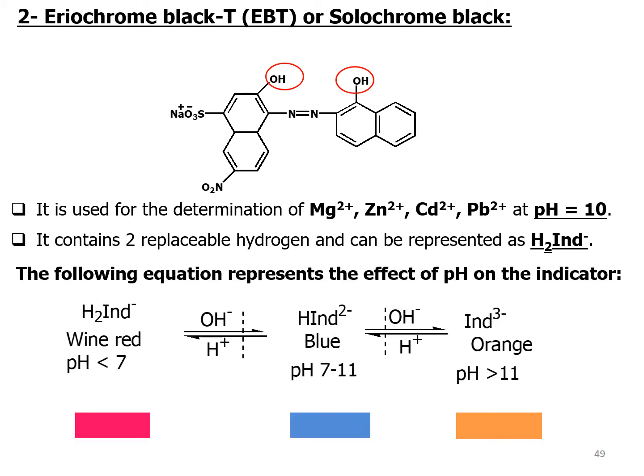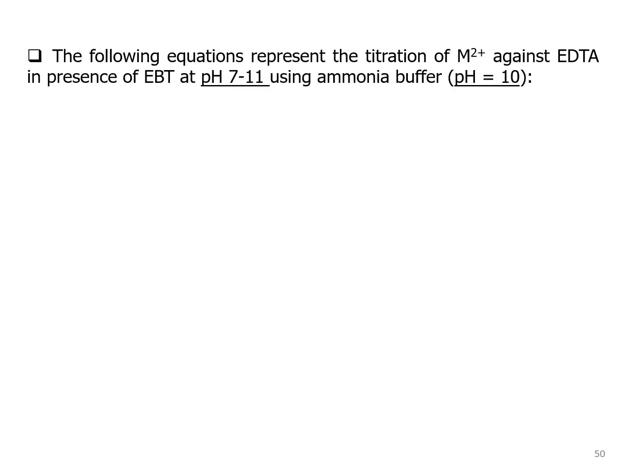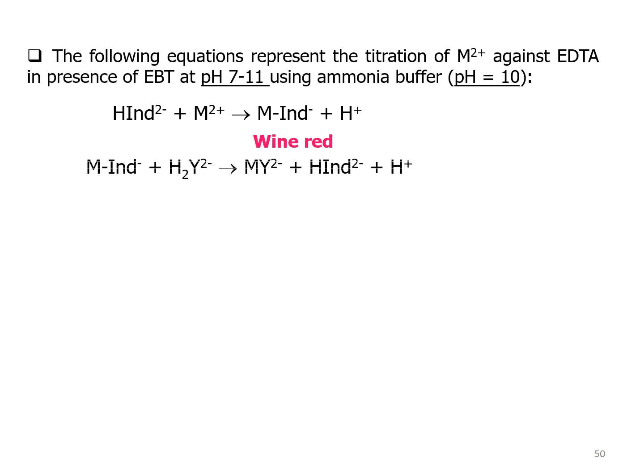The equation here shows the middle form of the indicator at pH 7 to 11, above which it is the orange form, below which it is red wine. The following equations represent the titration of the central metal ion with EDTA in presence of EBT at pH 7 to 11, using ammonia buffer at pH 10.